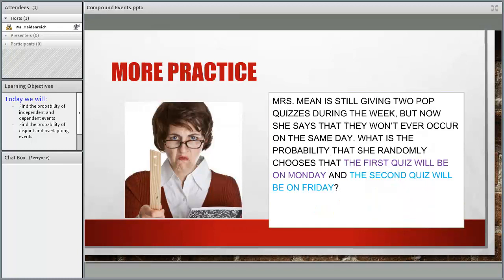Here is our second example. Mrs. Mean is still giving her 2 pop quizzes during the week, but she now says that they won't ever occur on the same day. So our scenario has changed. We don't really have that replacement anymore of the day of the week.